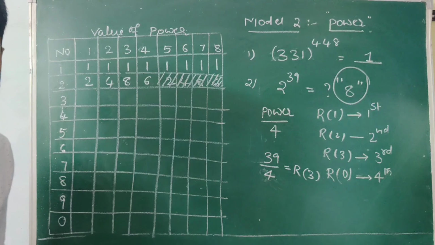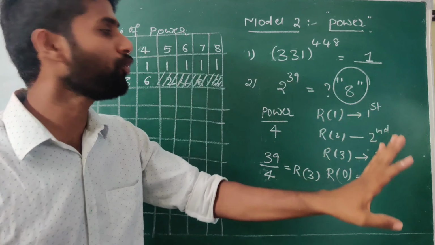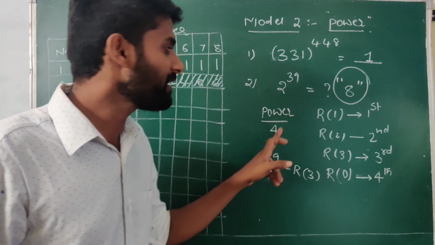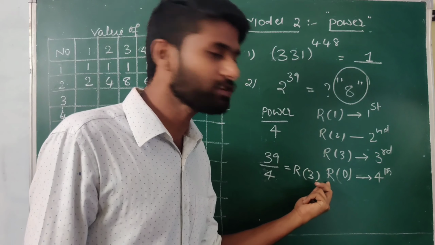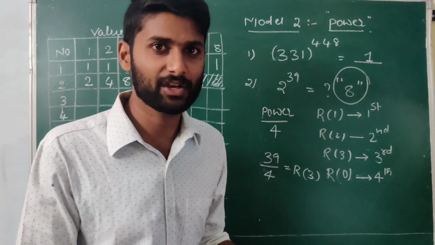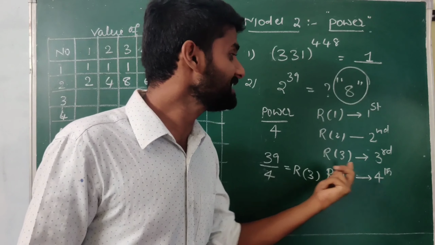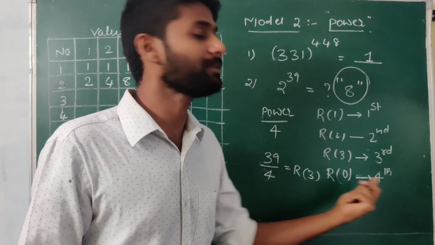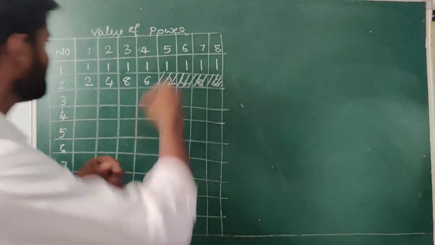This is the important concept. For the 2 cyclic, we have 4 repeated values. Because of that, the power value is divided by 4, and we get 4 possible remainders. If we get 1 as a remainder, consider the first value as repeated. If you get the second remainder, the second value. Third remainder, third value. And 0 remainder, consider the fourth value. Clear, hope? Okay.